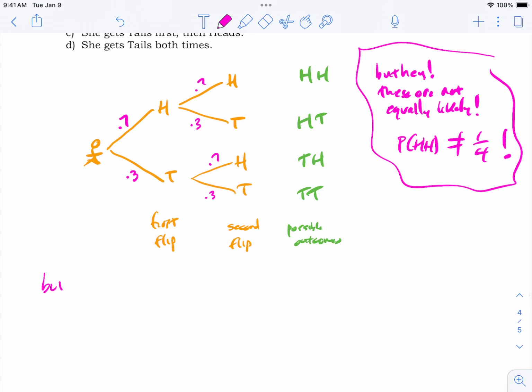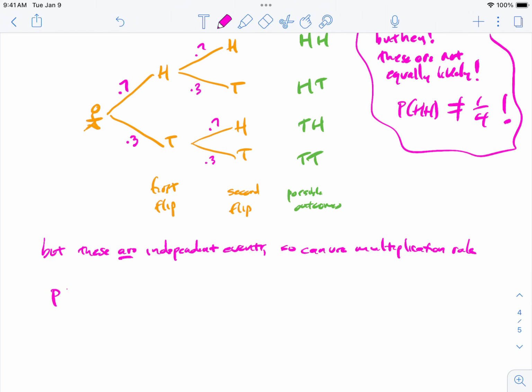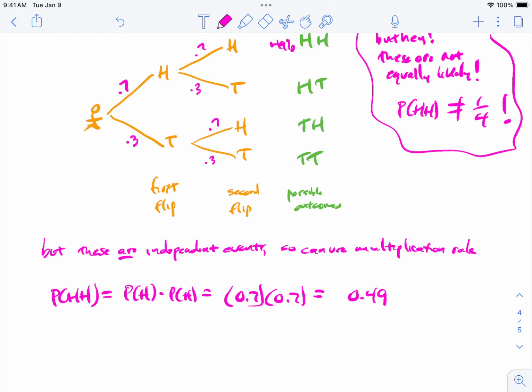But these are independent events, which means we can use the multiplication rule. So that's the good news. We're going to use the multiplication rule. So, the probability of two heads would be what? Well, you'd have to figure out what's the chance I get heads times what's the chance I get heads on the second try. It's a 0.7 on the first try. It's a 0.7 on the second try. You get 0.49. So this is actually 49% likely. It's almost a 50-50 that she's going to get 2 heads.